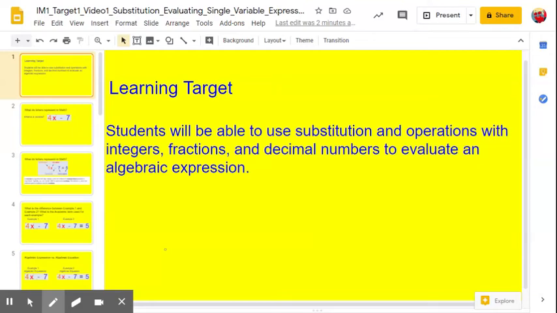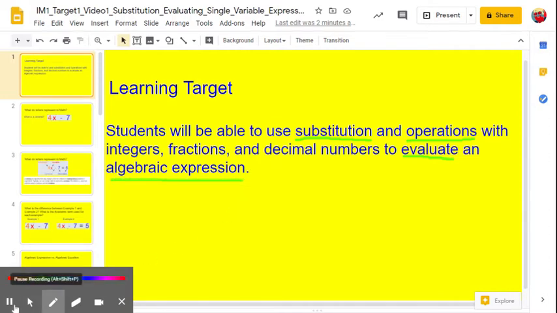Our learning target for this video is students will be able to use substitution and operations with integers, fractions, and decimal numbers to evaluate an algebraic expression. So some key vocabulary we'll be talking about: substitution. We'll be reviewing operations with integers, fractions, and decimal numbers, operations being multiplication, division, subtraction, addition. Evaluate is a key word we'll be talking about, and what is an algebraic expression?